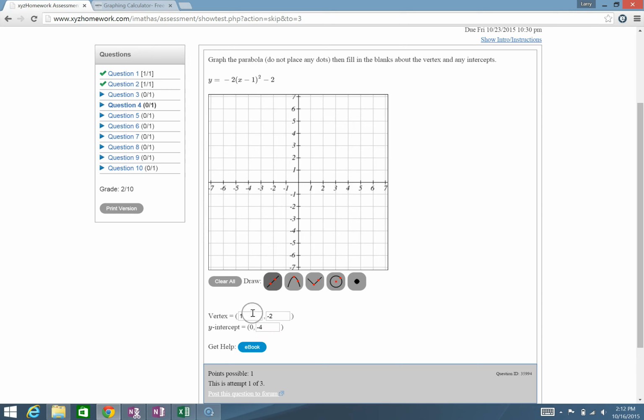So it's asked us to graph this without the use of any points. So I'm simply going to click on my graphing tool, plot my vertex at 1, negative 2, and now move the parabola until it crosses through the point 0, negative 4. And there it is. We can see that this parabola is opening downward, and we knew that originally because we have this value here that is the a value, and it is negative.